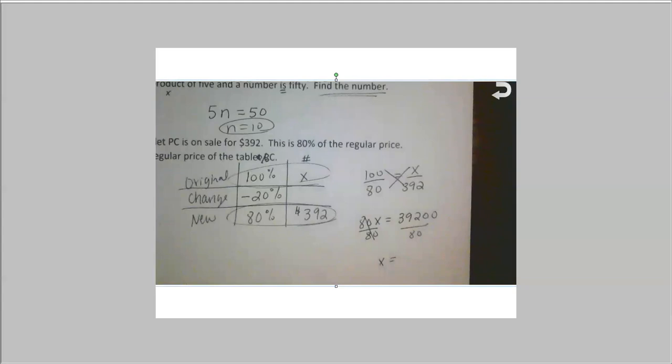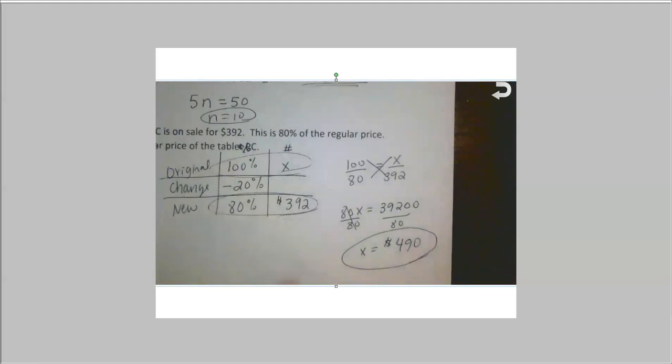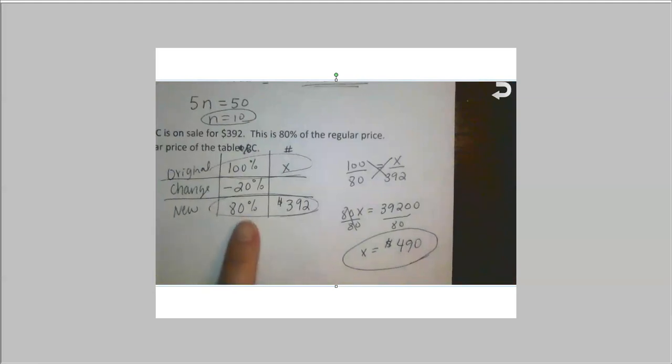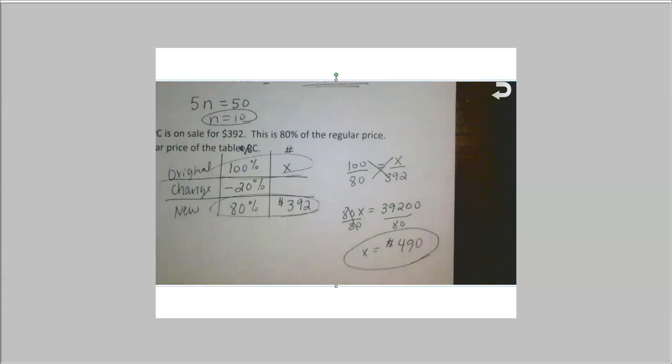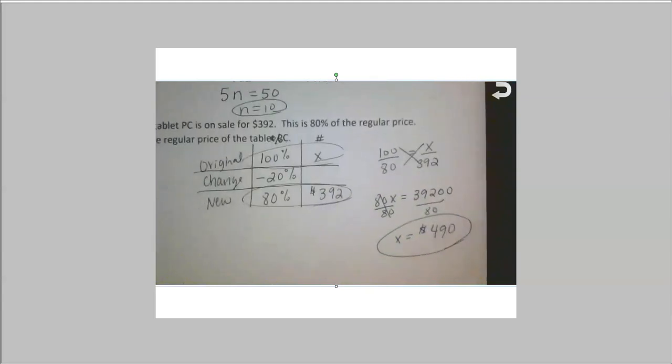Now, obviously, this answer better be more than what the sale price is. And when I divide that, it is $490. That's the original price. You're only paying 80% of that, which gets you $392. Like I said, this is not the only way to work this problem, but there is a problem in your apply where this may be the best method to use. So I wanted to give you an example to follow.